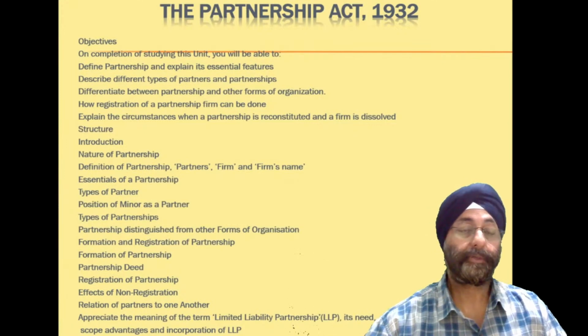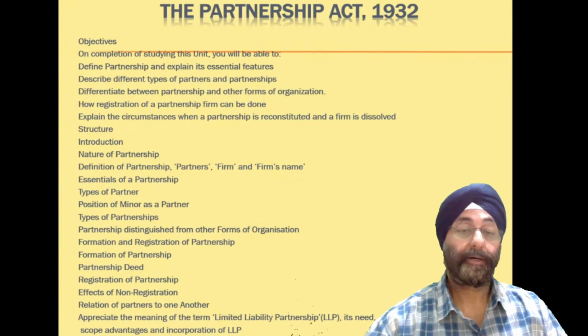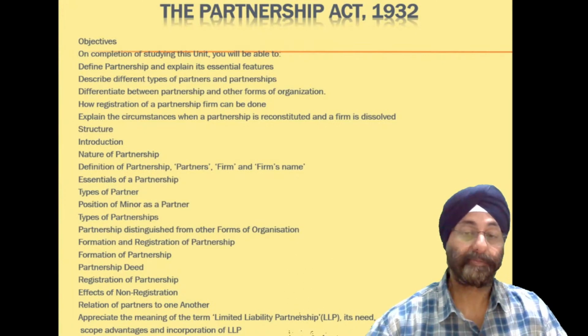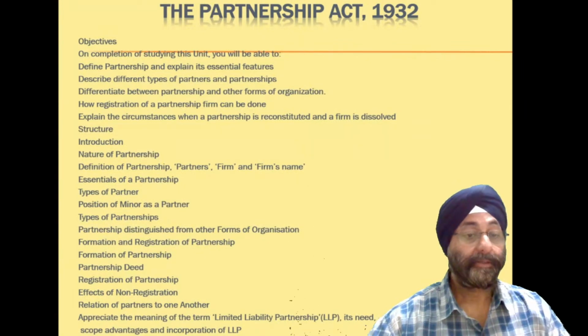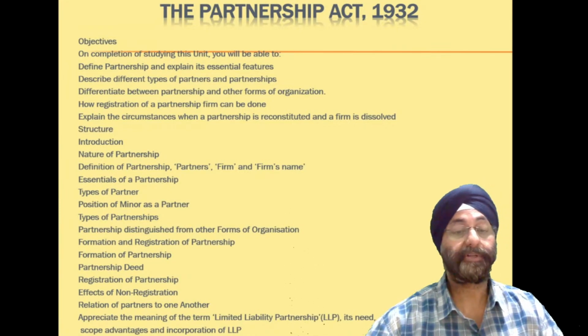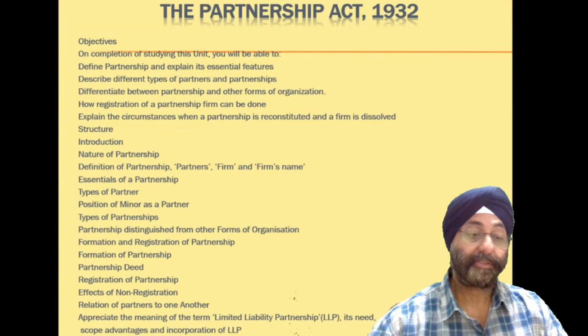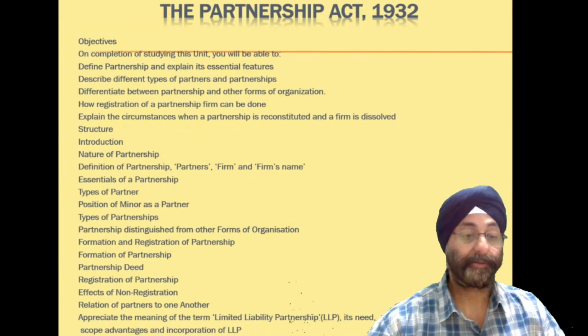First of all, we have to discuss the structure: introduction, nature of partnership, definition of partnership, and within it the definition of partner, firm, and the firm's name. Then the essentials of partnership, types of partnership, position of a minor as a partner, distinguishing from other kinds of business organization, formation and registration of partnership, and the partnership deed. The formation of the deed is very important because the partnership is a contract between or amongst partners, and it is an agreement.